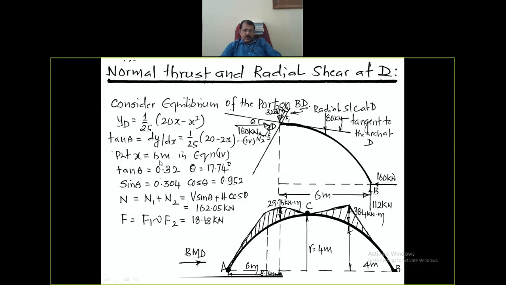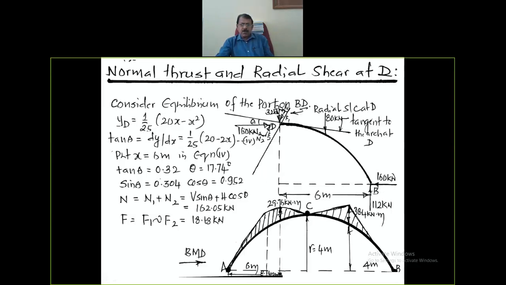Substituting the value of x is equal to 6 meter in equation number 4, solve for theta. Tan theta is equal to 0.32. Theta value works out to be 17.74 degree. Here we want to calculate the magnitude of the normal thrust and radial shear at the point D. We know that the normal thrust and radial shear are the components of the horizontal and vertical forces in the direction of the radial and in the direction of the tangent.